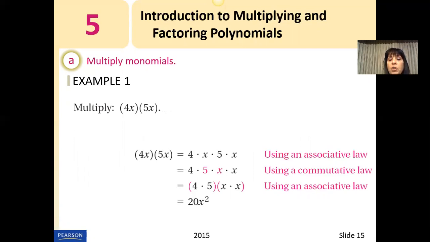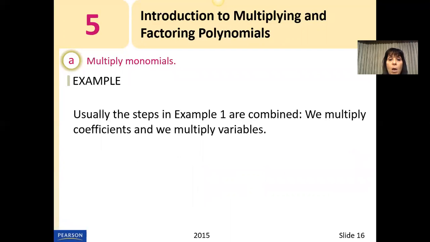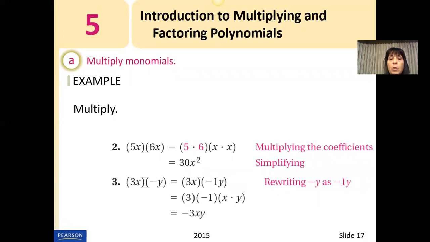You do not have to show all those steps, but it's good to see what you are doing. Because you are using the commutative and associative laws, we are doing this with the proper method. Usually, as I said, the combined steps are not shown. You usually just multiply the coefficients and multiply the variables. So in the next problem, you will take the 5 times the 6 and the x times the x, and you will get 30x squared.